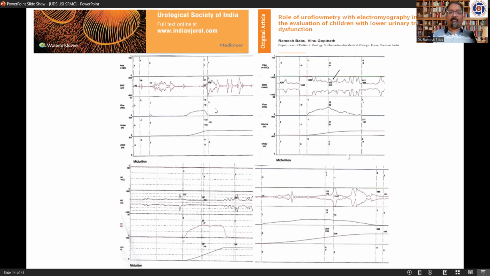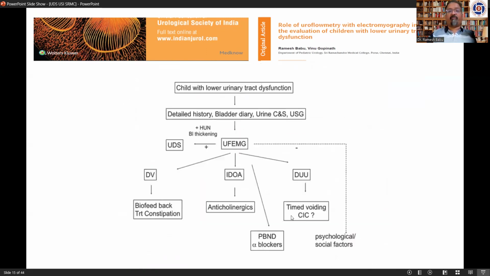This is the normal uroflow, the first one. This is a staccato voiding with a lot of activity during the voiding phase. And then you have this high overactive bladder tower-shaped curve. And then this is the prolonged curve of a deferred voiding. So in a child with a lower urinary tract dysfunction, after detailed history, bladder diary, urine culture, and ultrasound, if you go for Uroflow EMG, most of the time you'll be able to get your diagnosis.